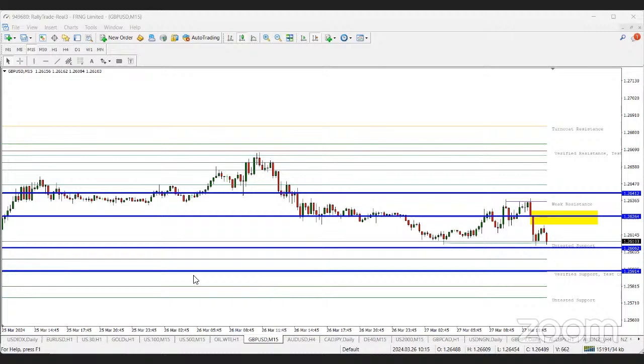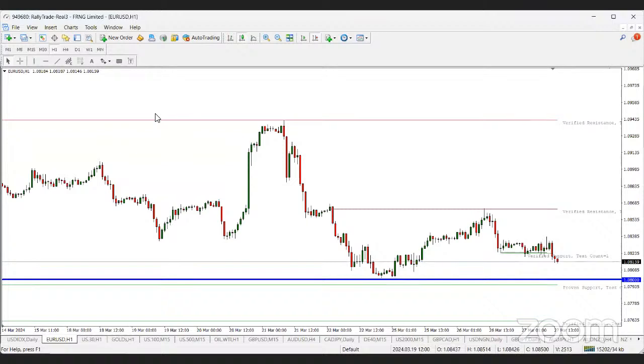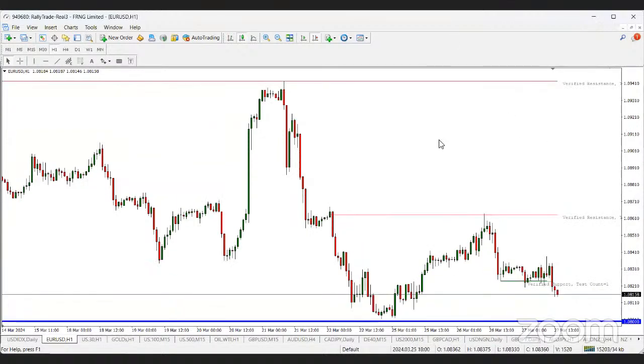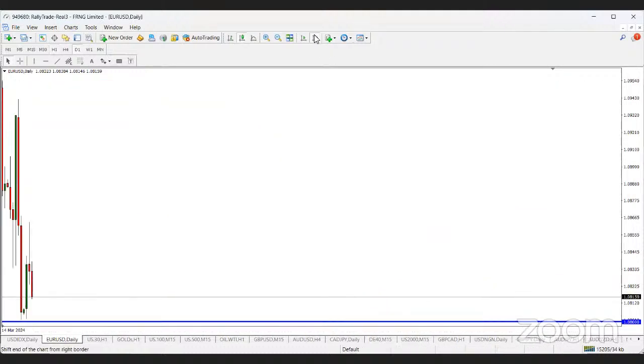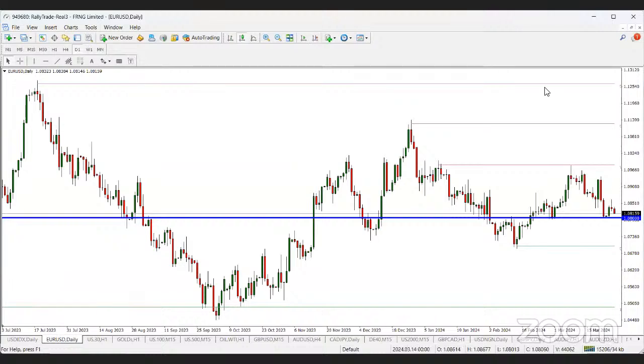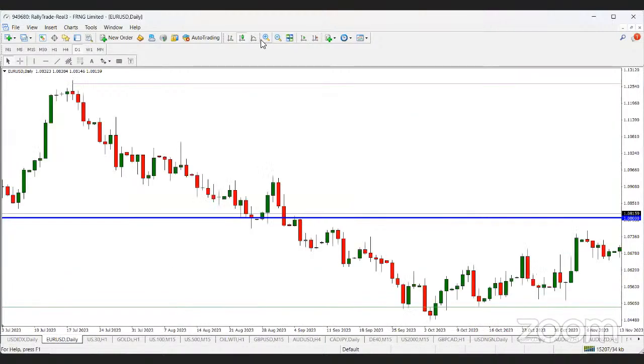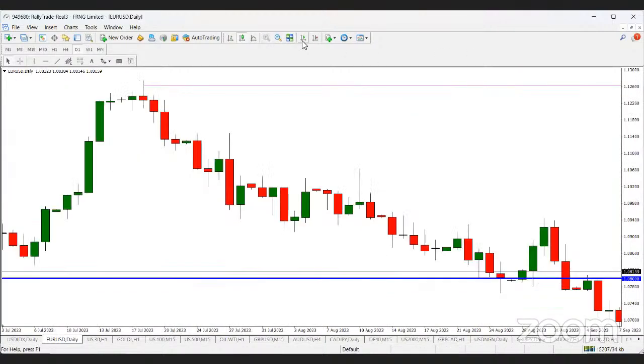Now for GBP, we looked at GBP USD, right? Let's look at Euro USD. Euro USD will also be performing the same feat as GBP USD. Also remember that for Euro USD, we noticed where it broke structure in the market, just like GBP USD. Let me show you guys what I mean.